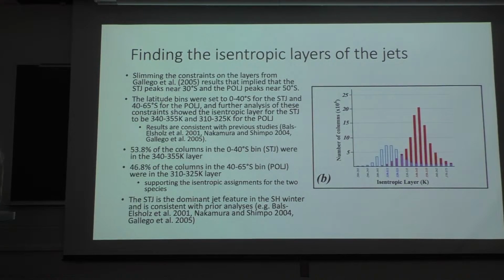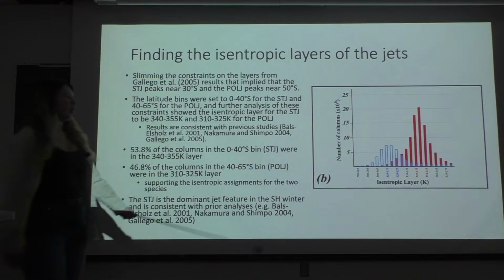So we were constraining the layers using Gallego results that implied that the subtropical jet peaks near 30 degrees south, and the polar jet peaks near 50 degrees south. The latitude bands that we set were 0 to 40 degrees south for the subtropical jet and 40 to 65 south for the polar jet. Further analysis shows that the isentropic layer of the subtropical jet is 340 to 355 Kelvin and 310 to 325 Kelvin for the polar jet. And these results are consistent with previous studies as well.